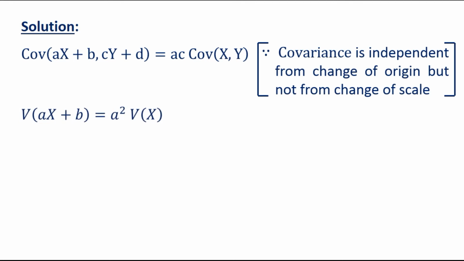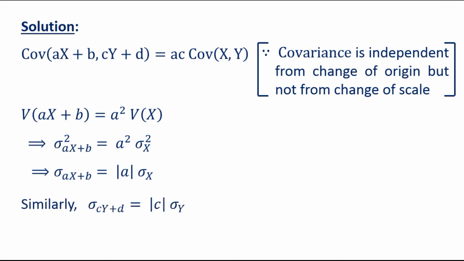Variance of ax plus b equals a square times variance of x. In the next step, we can write that sigma square of ax plus b equals a square times sigma square x. And in the next step, we can find that standard deviation of ax plus b equals absolute value of a times standard deviation of x. Similarly, standard deviation of cy plus d equals absolute value of c times standard deviation of y.